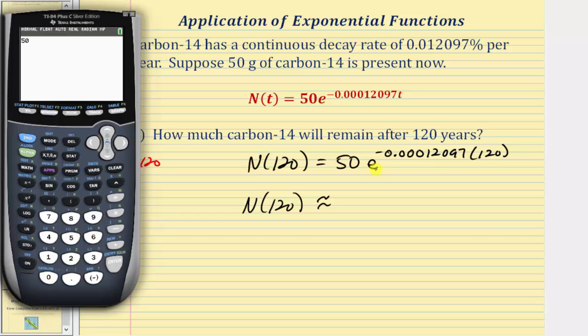So we have 50, and then for e we can press second natural log, which brings up e raised to the power of. Let's go ahead and put this exponent in parentheses. So open parenthesis, negative 0.00012097 times 120. Now in the newer version of the 84 like I have here, the parentheses around the exponent is not required, but it is always nice to clarify that the product is the exponent. So if we press enter and round to 3 decimal places, we'd have approximately 49.279 grams of carbon-14 present after 120 years.